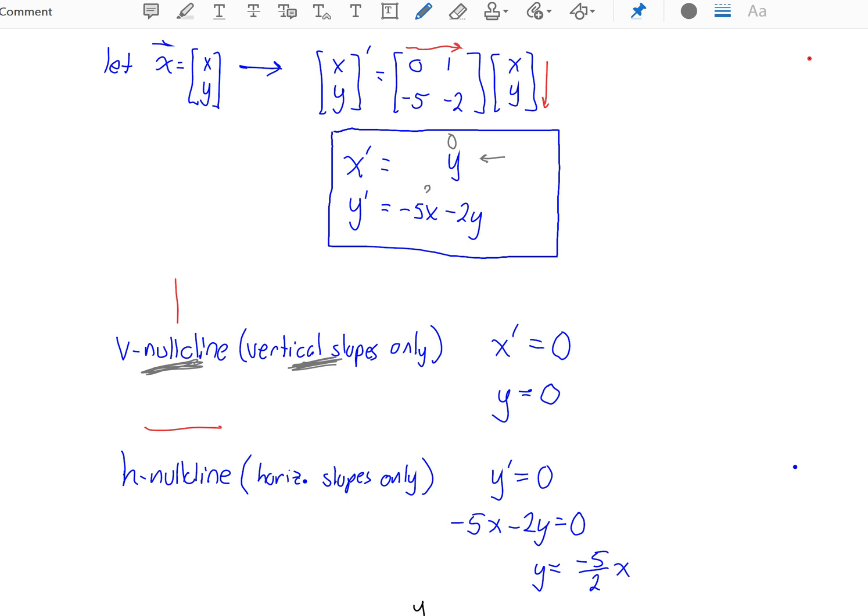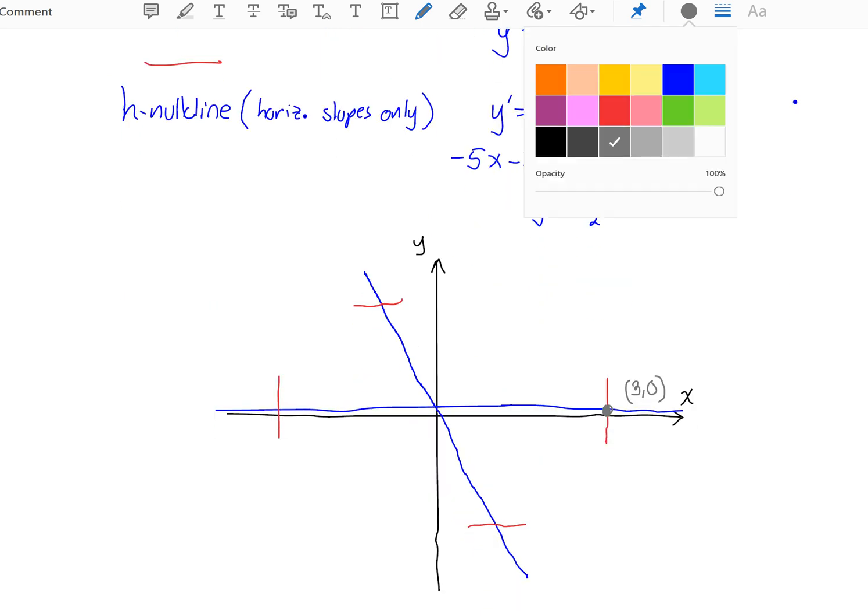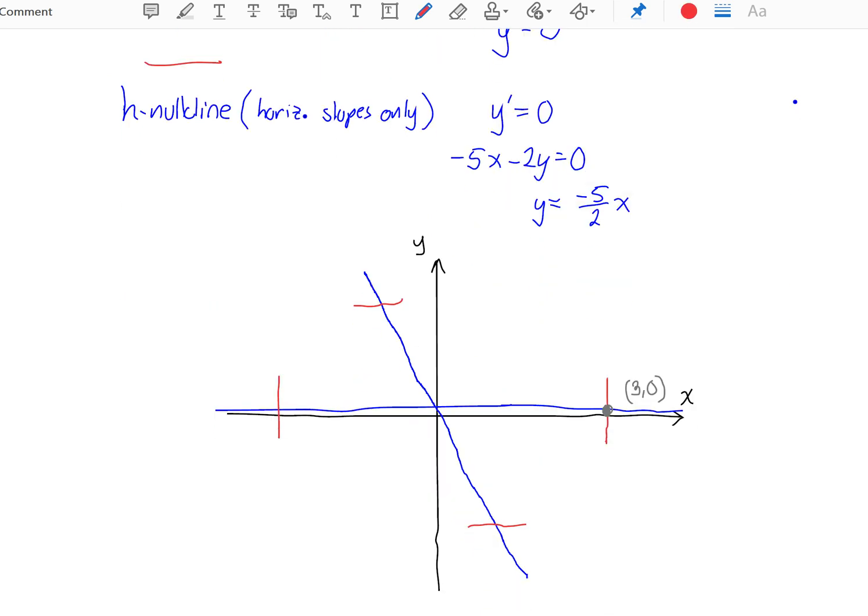If you plug 3, 0 into your second equation, notice that your y prime is going to end up being negative 15. And again, I don't really care that it's negative 15 as much that it is just negative, which tells me that your y movement has to be negative at that point. So at the point 3, 0, our solution curve has to be moving downwards.